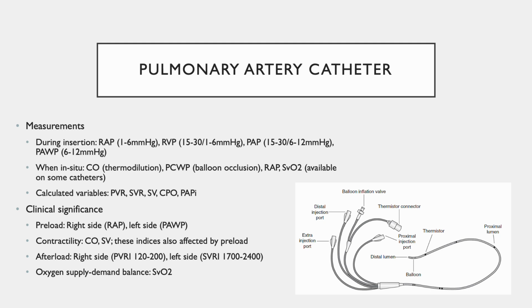The diagram on the right shows what a PA catheter looks like, with the different ports serving different functions. The basic components include the proximal injection port that sits in the right atrium, and it's also where the cold saline bolus is given during thermodilution. The distal injection port allows for sampling of SvO2. There is also a balloon inflation valve to inflate the balloon during wedging, and a thermistor connector that detects temperature change.